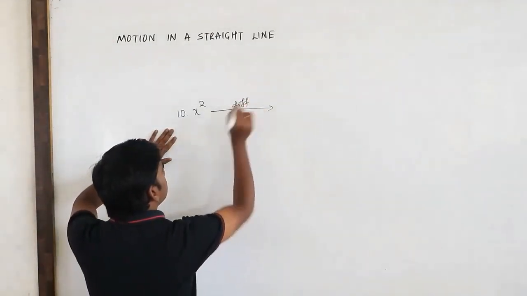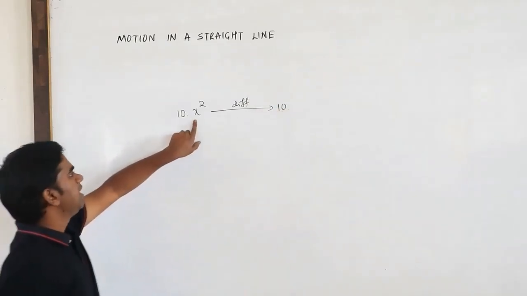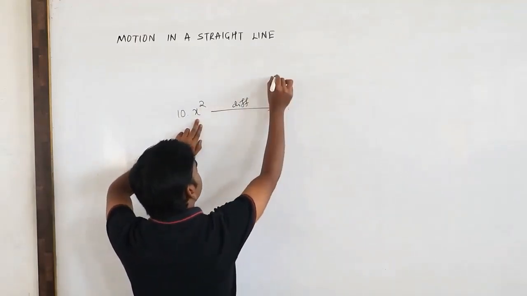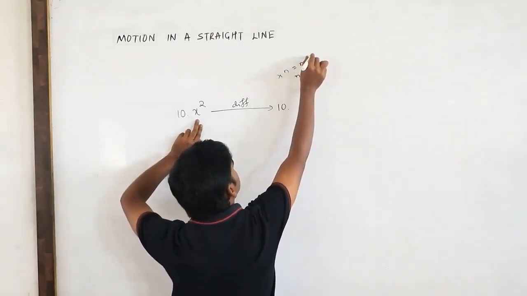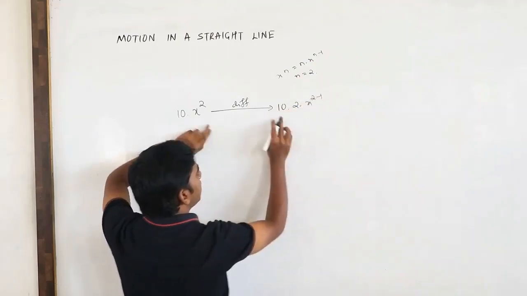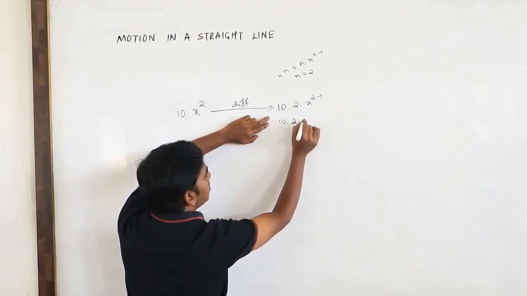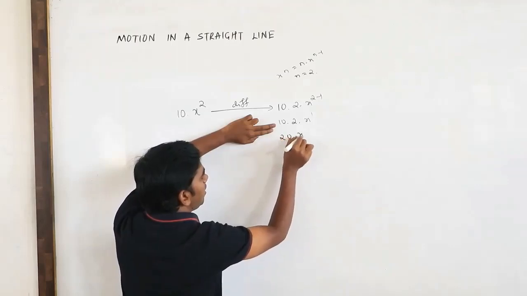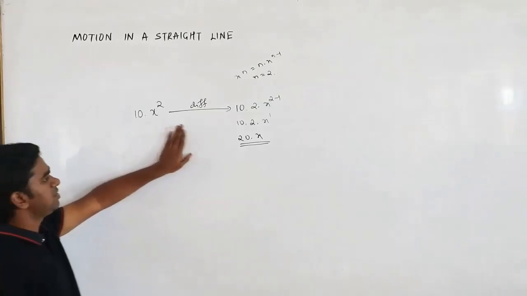Differentiating, 10 is a constant, so you write 10 as it is. x square you can write as x raised to n, where n equals 2. x raised to n gives n into x raised to n minus 1, so 2 into x raised to 2 minus 1. 10 write as it is, 2 write as it is. x raised to 2 minus 1 is x raised to 1. So 10 into 2, 20 into x. The differentiation of 10 into x square is 20 into x.